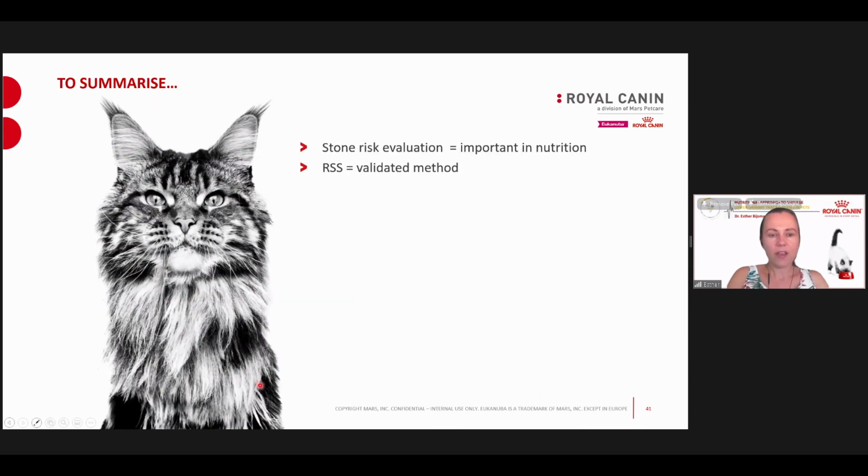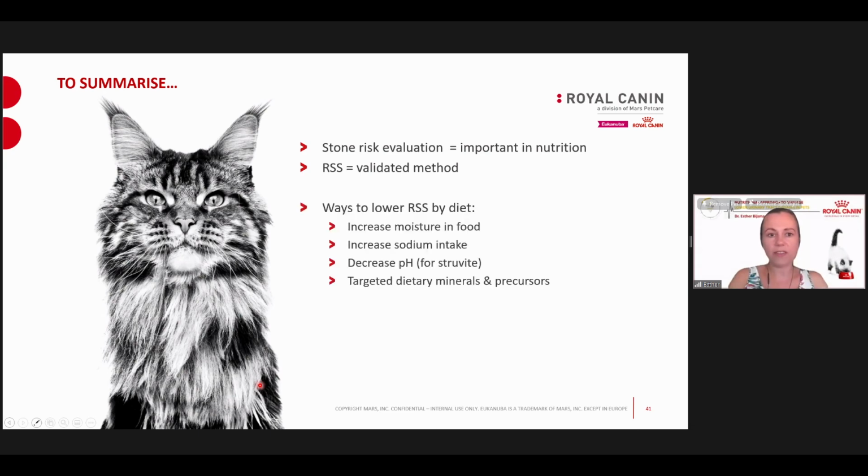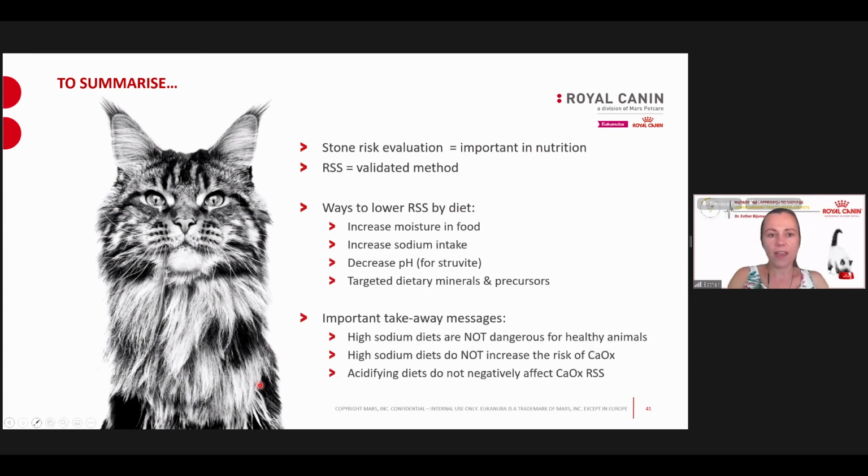So to summarize, stone risk evaluation is really important in nutrition, and RSS is a validated method that we can lower by increasing moisture in the food, increasing the sodium intake, decreasing the urinary pH, and using targeted dietary minerals and precursors. And really important takeaway messages for you are: high sodium diets are not dangerous for healthy animals. High sodium diets do not increase the risk of calcium oxalate, and acidifying diets do not negatively affect calcium oxalate RSS. So it is possible to address both struvite and calcium oxalate with one diet, such as the urinary SO diet.